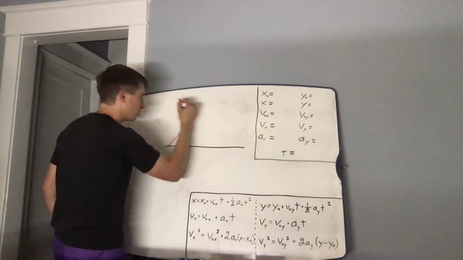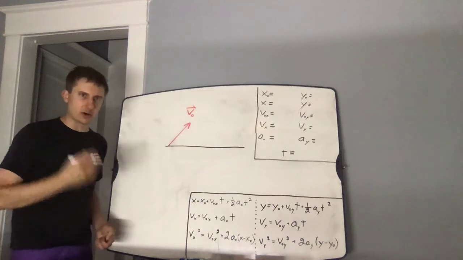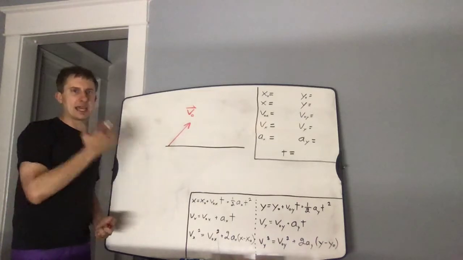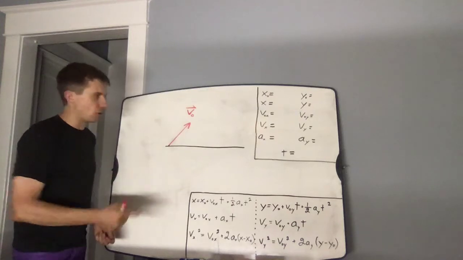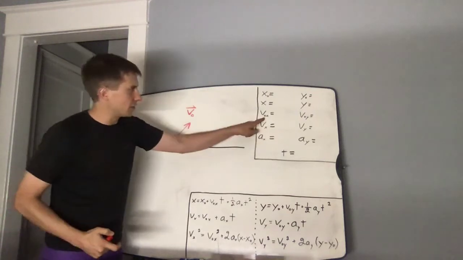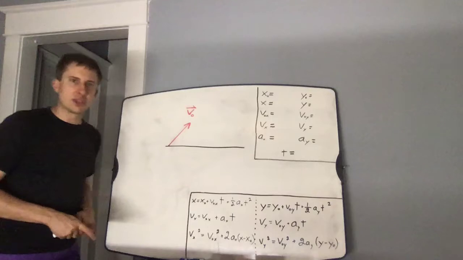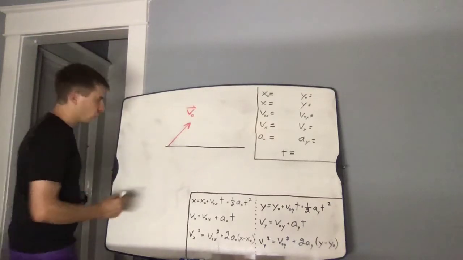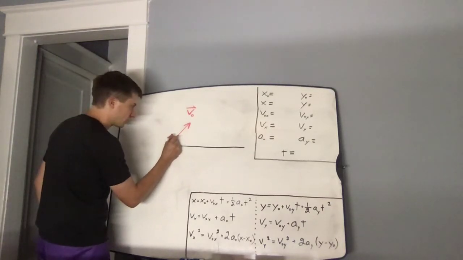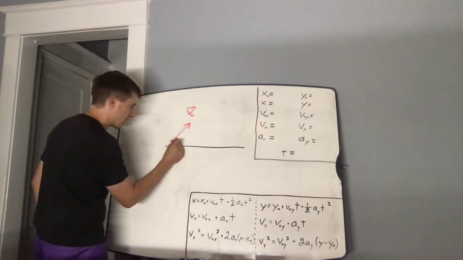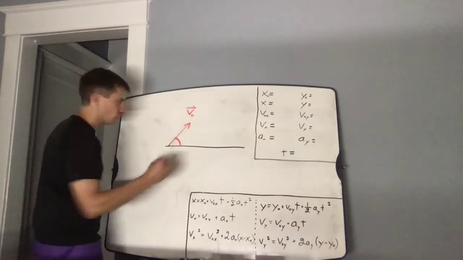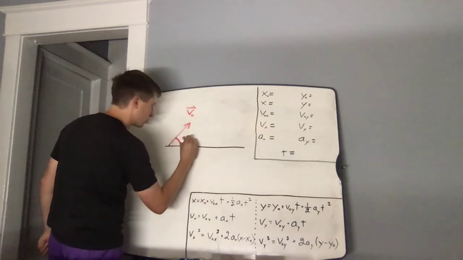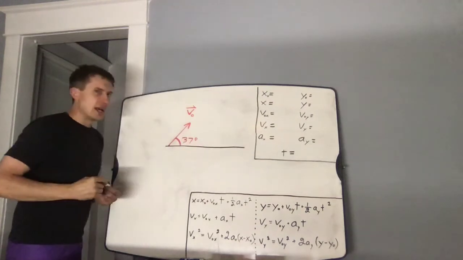So V initial, in this case, is a vector. It will have a horizontal and a vertical component. Those horizontal and vertical components of V initial are V naught X and V naught Y. We're going to work with that soon. We are told this is 37 degrees above the horizontal. We assume ground is horizontal unless we're told otherwise. So this is 37 degrees.